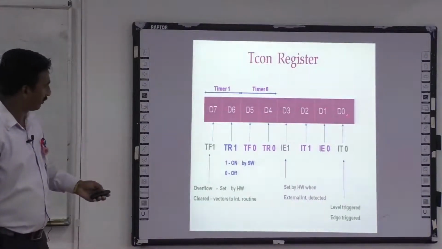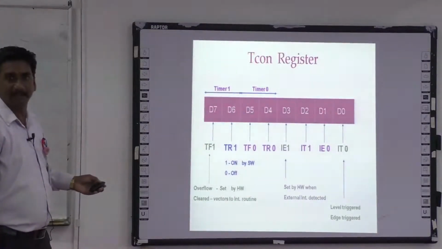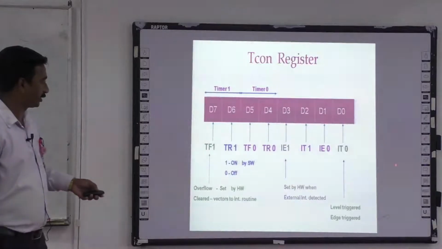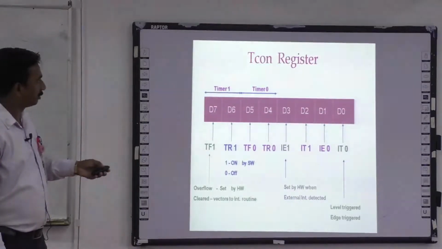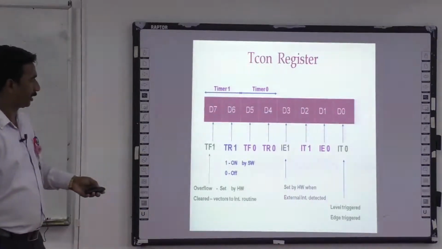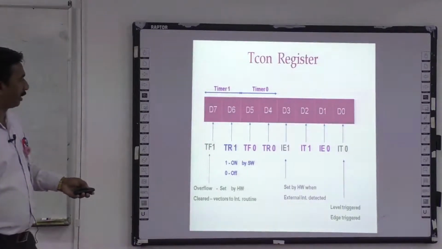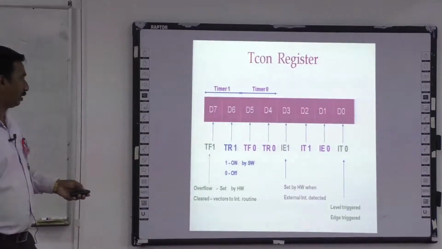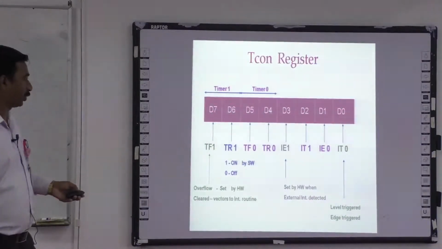There are 8 bits here, D0 to D7, and we can see the set of instructions with which we can set the timer control. Here we can see IT, interrupt priority and interrupt enable. So two interrupt enables are here, 0 and 1, and the flags are here.